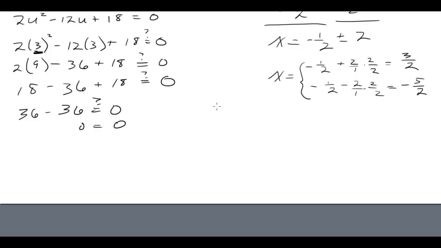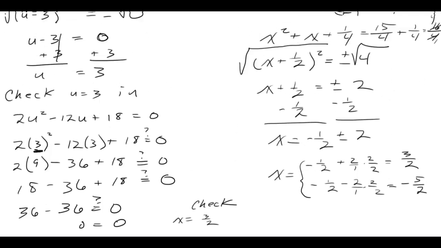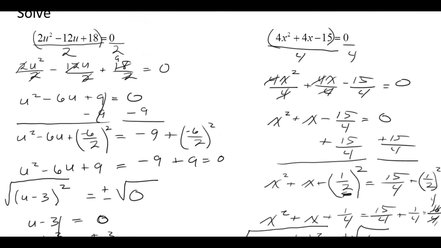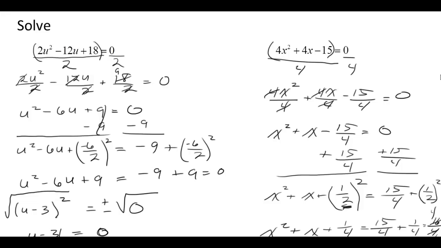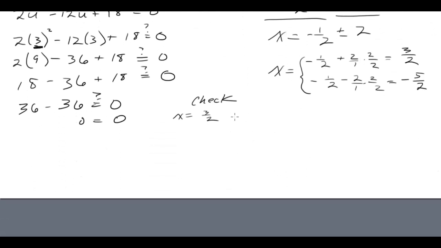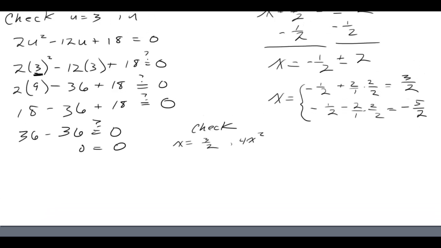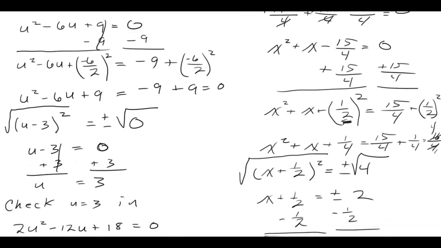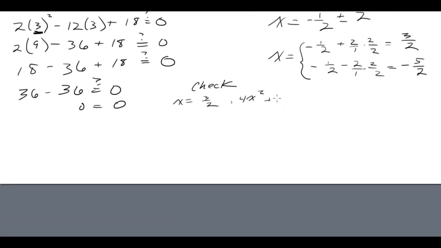We should check this, although it's going to be a little painful. All right, do we have enough room? Let's check for x equals 3/2. All right, what's our formula? It's up here somewhere. 4x squared plus 4x minus 15. Does that equal 0? Oops. Short-term memory is getting shorter. What was it? 4x squared plus 4x minus 15. Does that equal 0?